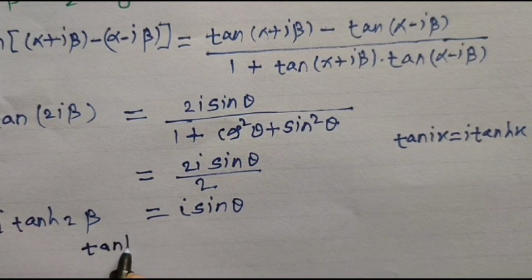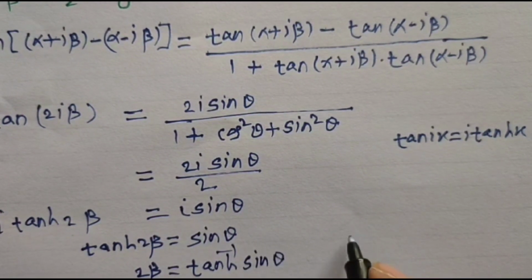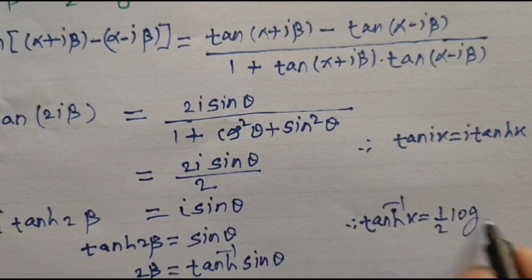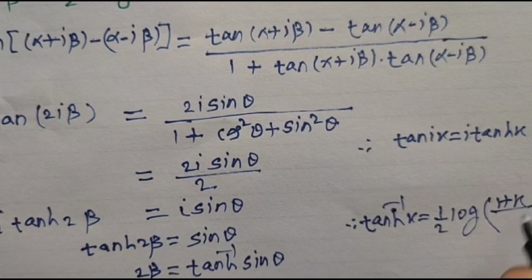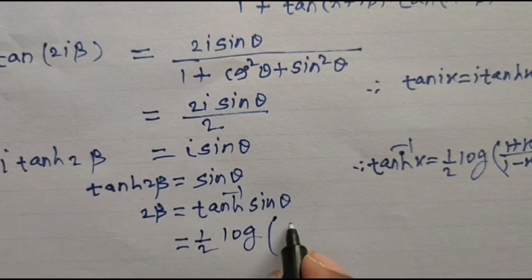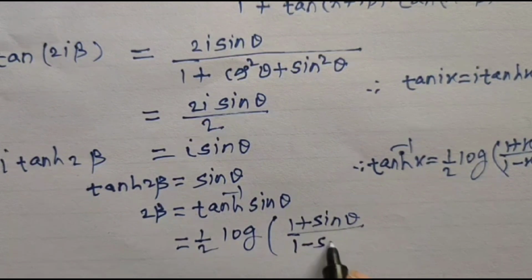Hyperbolic tan 2 beta is equal to sin theta. Okay. Now, taking this hyperbolic tan on the right hand side, 2 beta is equal to hyperbolic tan inverse sin theta. But you know, hyperbolic tan inverse x is equal to 1 upon 2 logarithm of 1 plus x divided by 1 minus x. This is equal to 1 upon 2 logarithm of 1 plus sin theta divided by 1 minus sin theta.